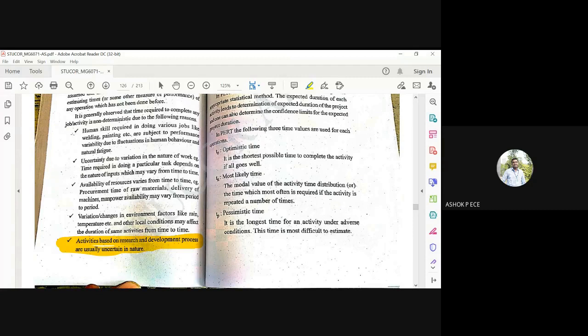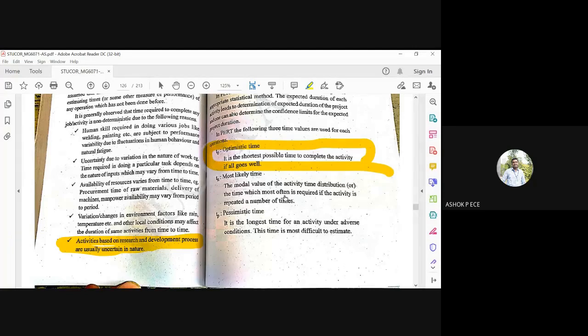Three time values are used for each operation in PERT. First one is the optimistic time. It is the shortest possible time to complete the activity if things go well. Optimistic time means you are remaining positive. You are saying that the activity will be completed in the shortest possible time.